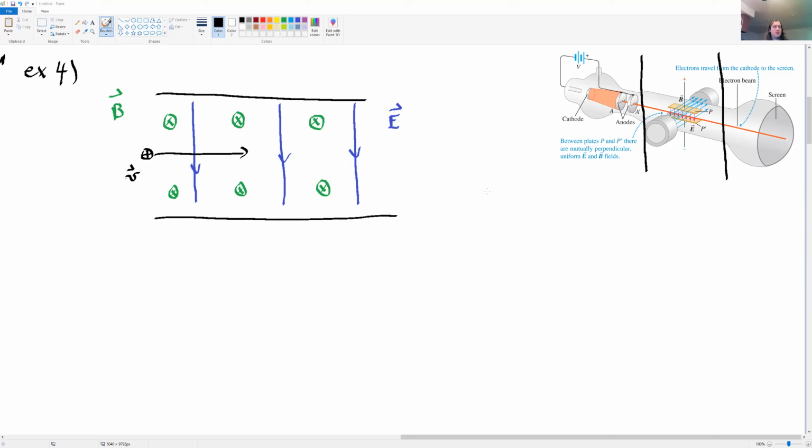So remember, we're using the right hand rule. We want to stick our fingers in the direction of the velocity and curl them in the direction of the magnetic field.